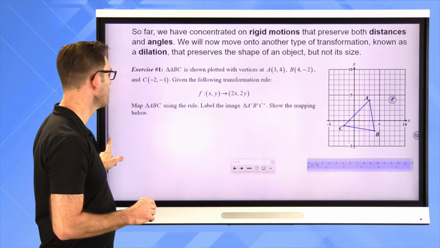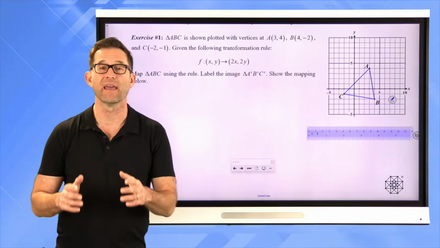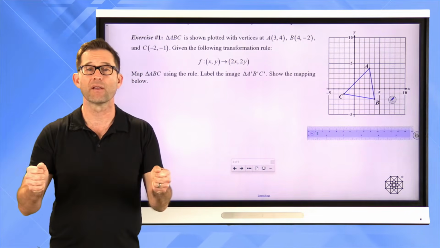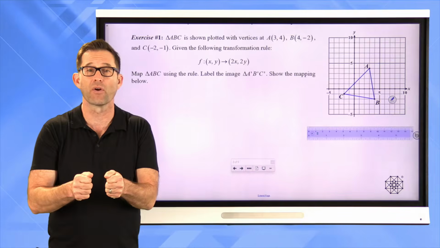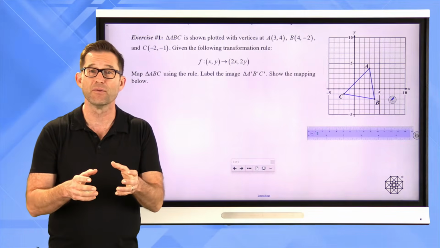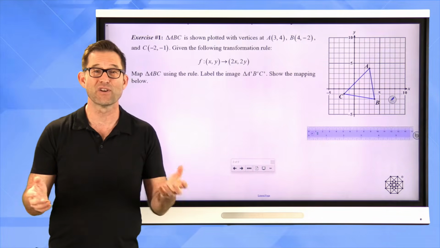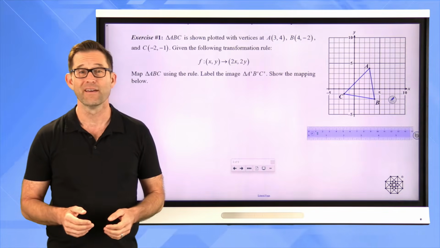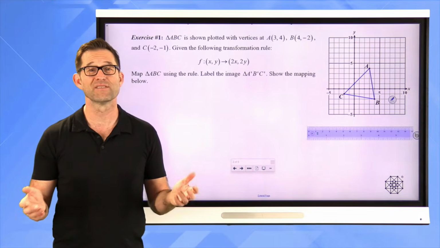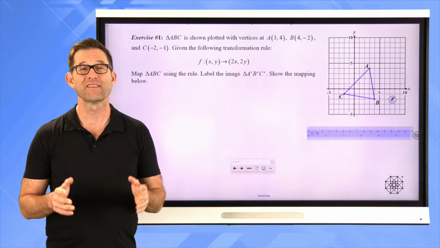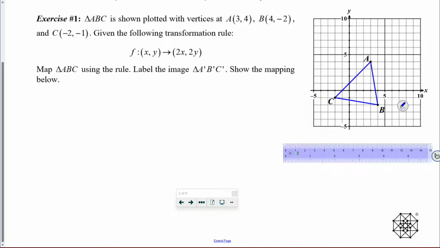Dilations are very important in the real world, especially when you take, let's say, an image and you stretch it to make it larger or compress it to make it smaller. You're going to be changing the size of that image, but you ultimately don't want to change the shape of it because you still want it to look like a house or a tree or a person's face or whatever. So let's take a look at exercise number 1.